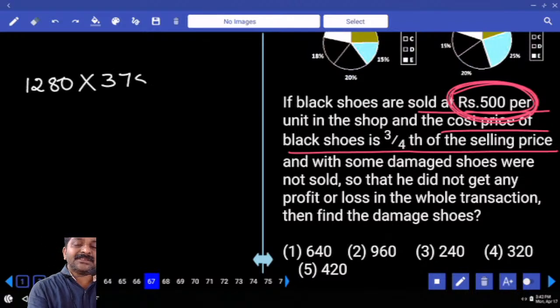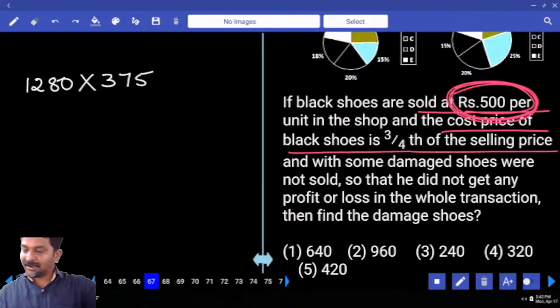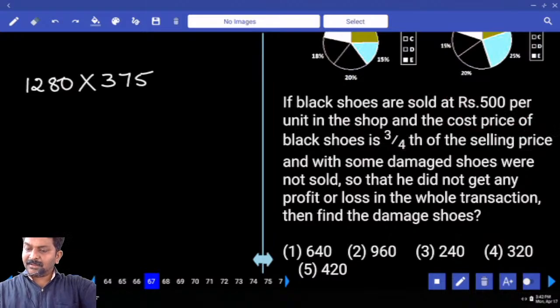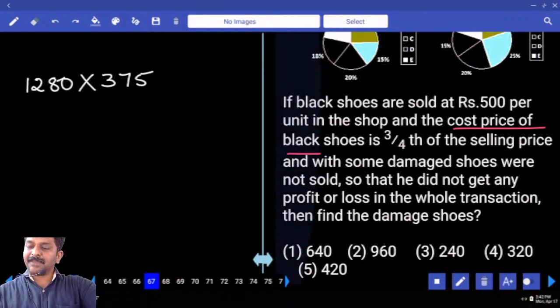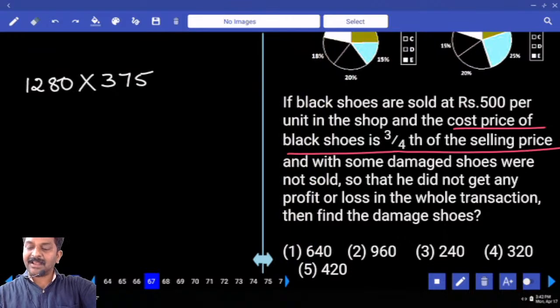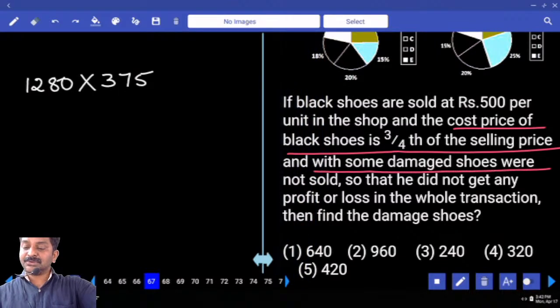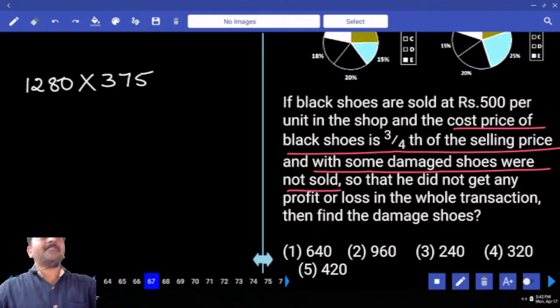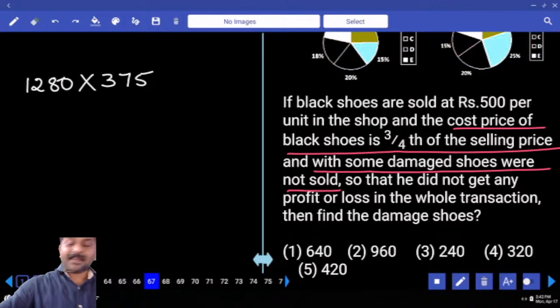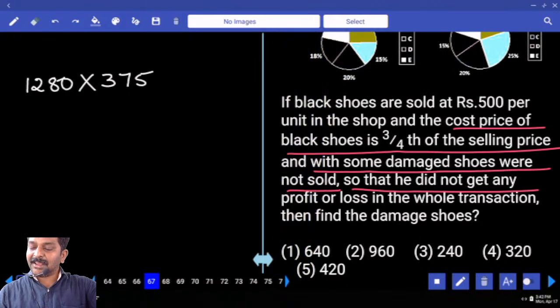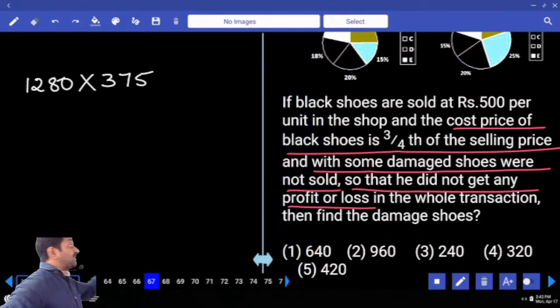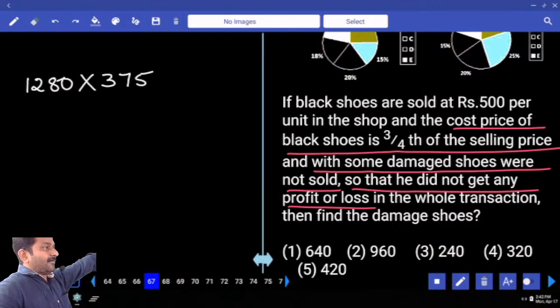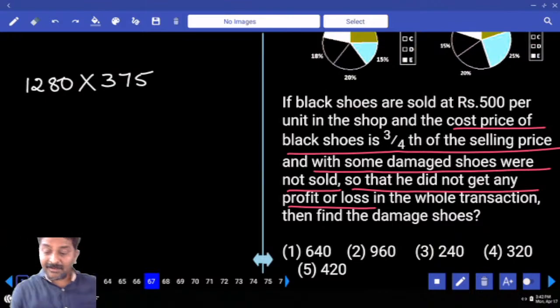Agreed? So total number of units available is 1280, and I am taking total cost price. Each cost price is 375. This is the total cost price. Agreed so far? Continue reading. The cost price of black shoes is 3/4 of the selling price, and some damaged shoes were not sold. Is he selling all the shoes? He is selling only a few shoes, correct? And at what price is he selling? 500. So that he did not get any profit or loss. What is our total cost price? This much only.